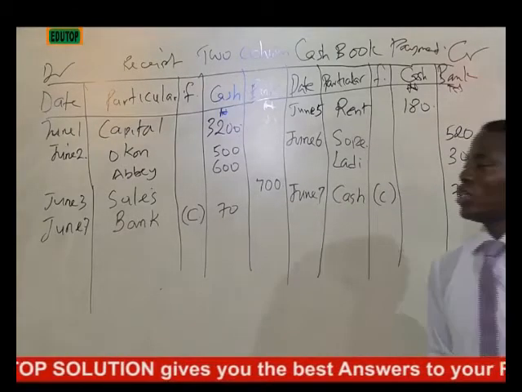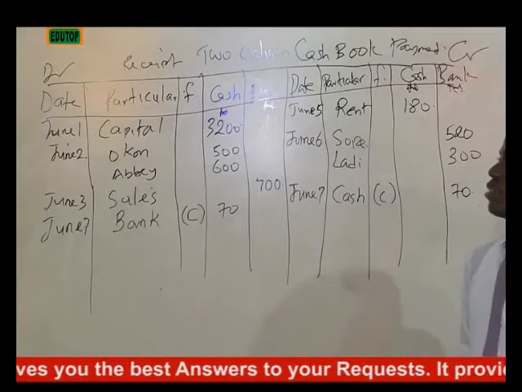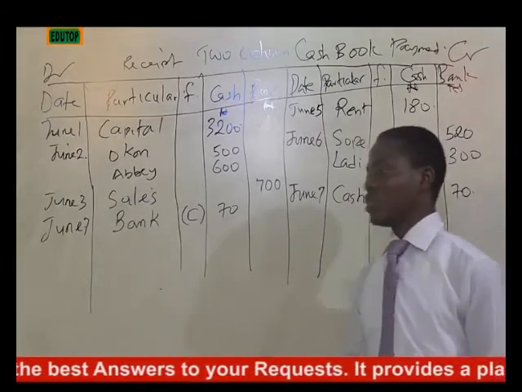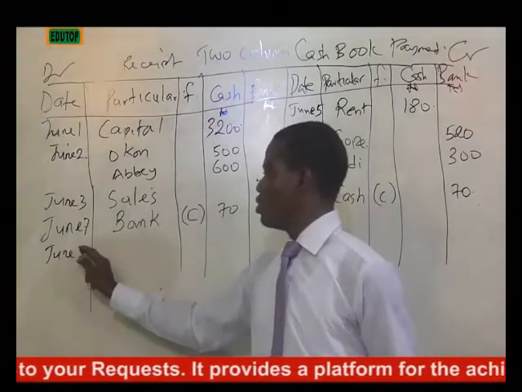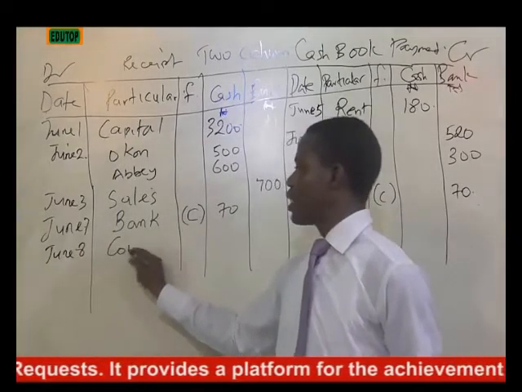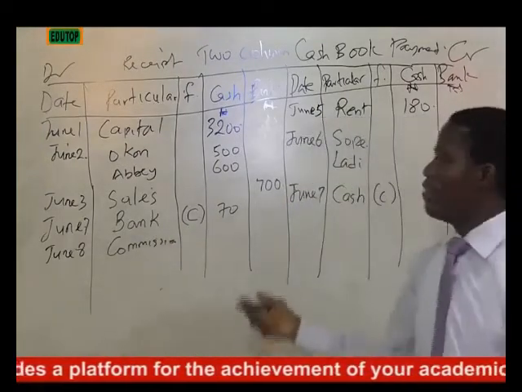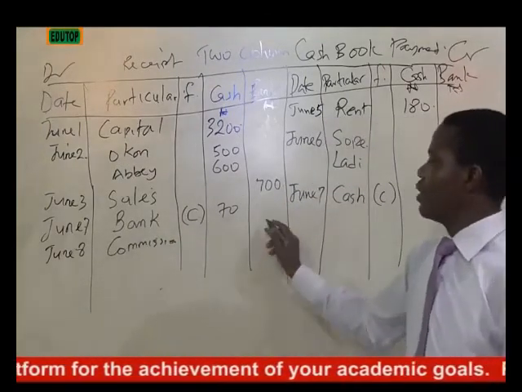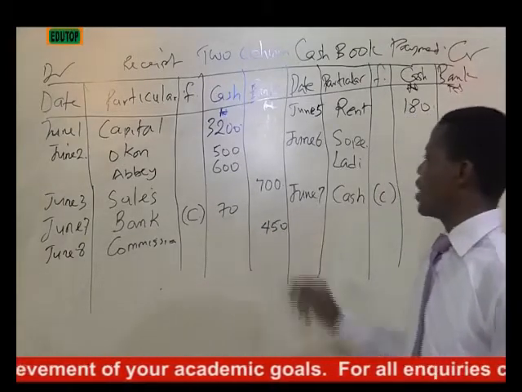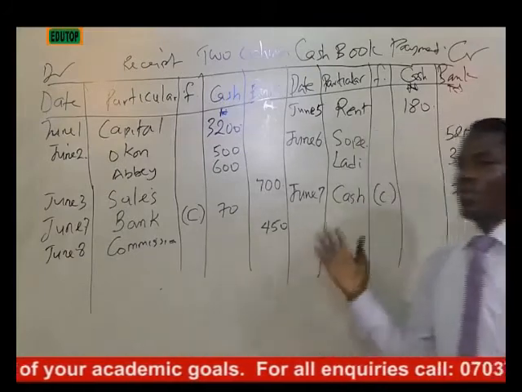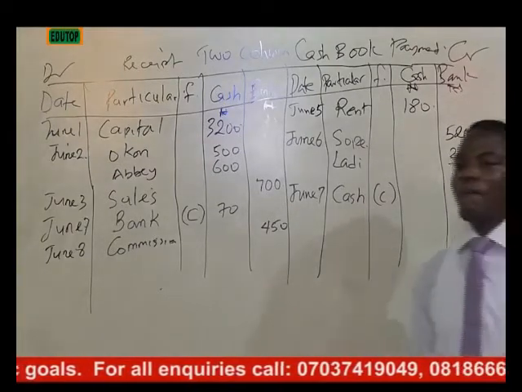When you receive commission, it is money coming into the cash book, and it must be on the receipt side, which is June 8th. You represent it with commission, and from where you receive it by check, it must be on the bank side, which is 450 naira. This is how we balance our two columns. We follow it one after the other.